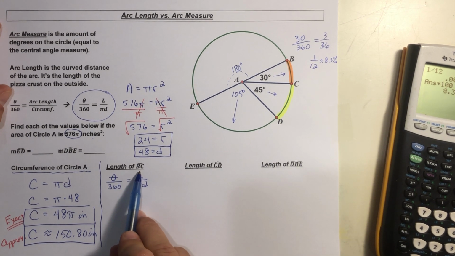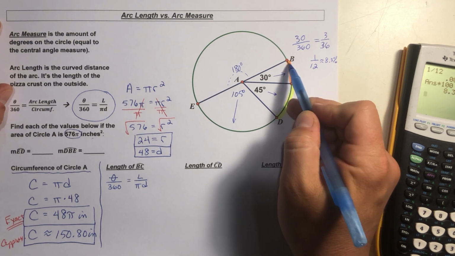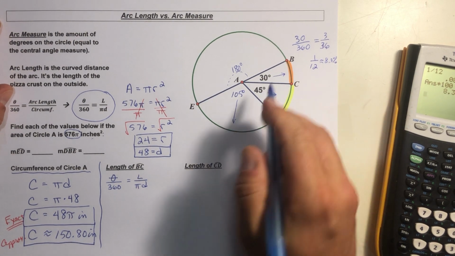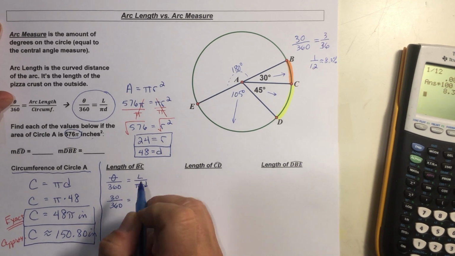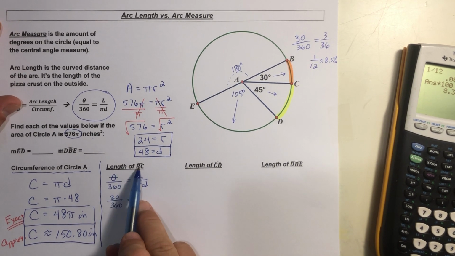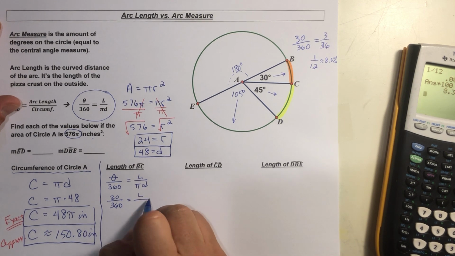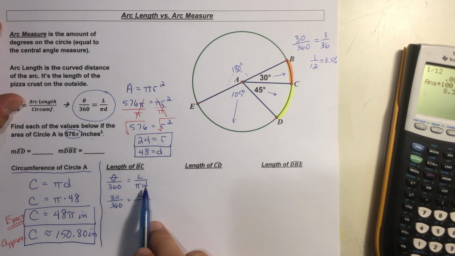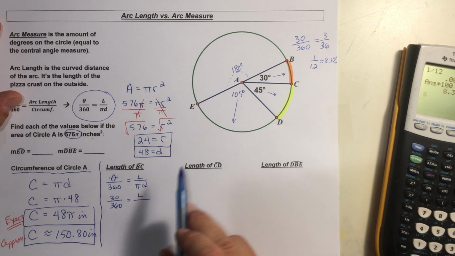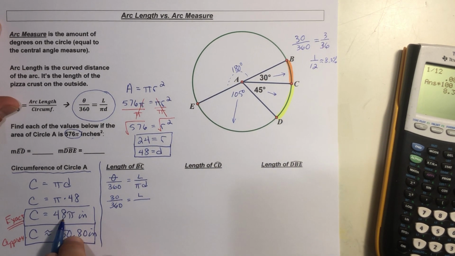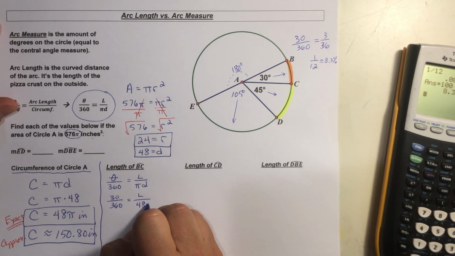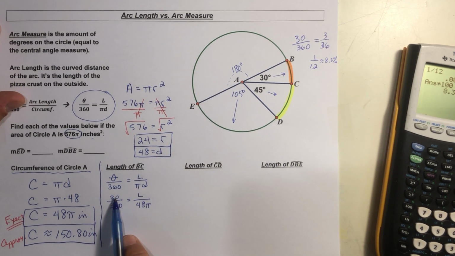Now, if I'm trying to find the length of arc BC, do I know the arc measure or angle measure? I do. It's 30 out of 360. What are we looking for? We're looking for the arc length, so I'm going to leave arc length as the variable L. But ladies and gentlemen, we all know the total distance around here. We know the total distance around is 48 pi, pi times diameter. I'm going to keep saying it. Part of the degrees is to all of the degrees, as part of the circumference is to all of it.